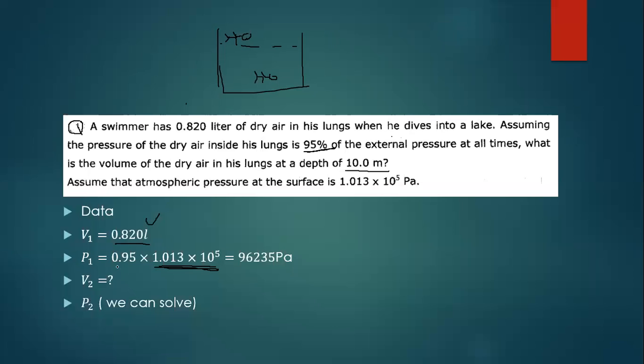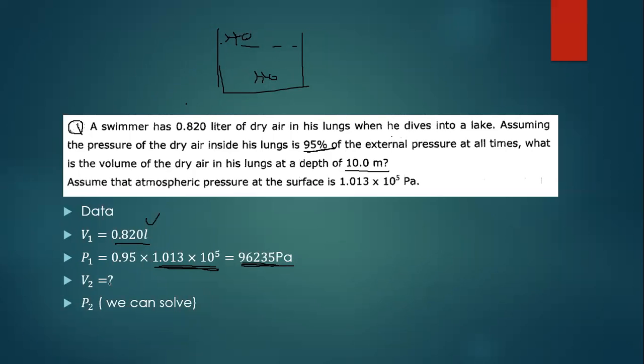Here, they say assume that the pressure in his lungs is 95% of the external pressure at all times. So if the pressure at the surface is atmospheric pressure, which is 1.013 times 10 to the power 5, we need to get 95% of it. So no wonder we multiplied by 0.95, because of the 95%, to get the pressure in his lungs, because we are dealing with his lungs. It's the one that has that much volume. So this is how we got the volume.